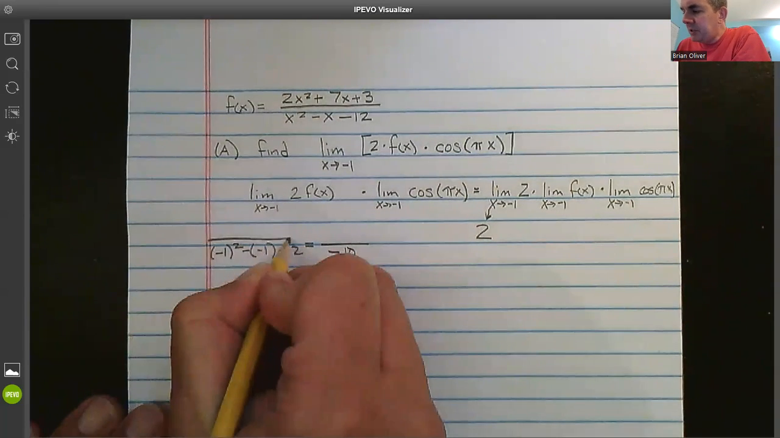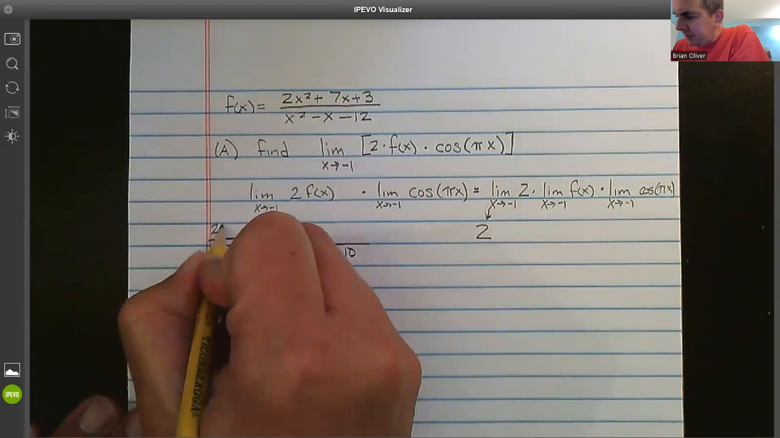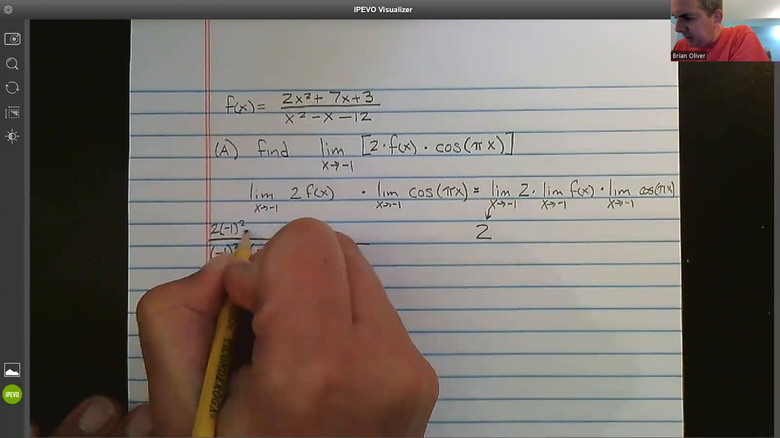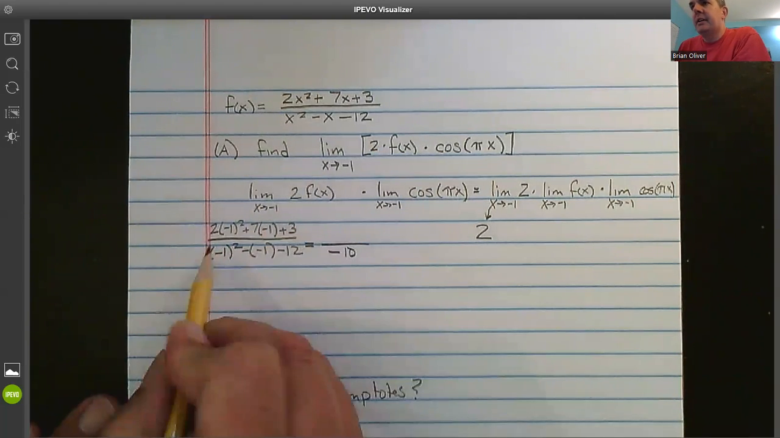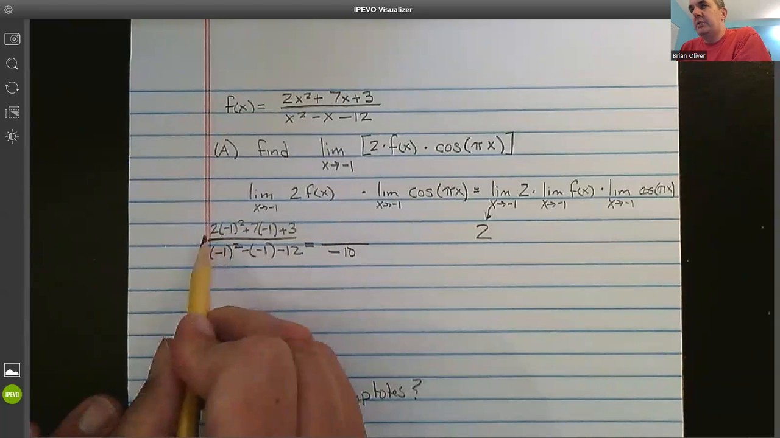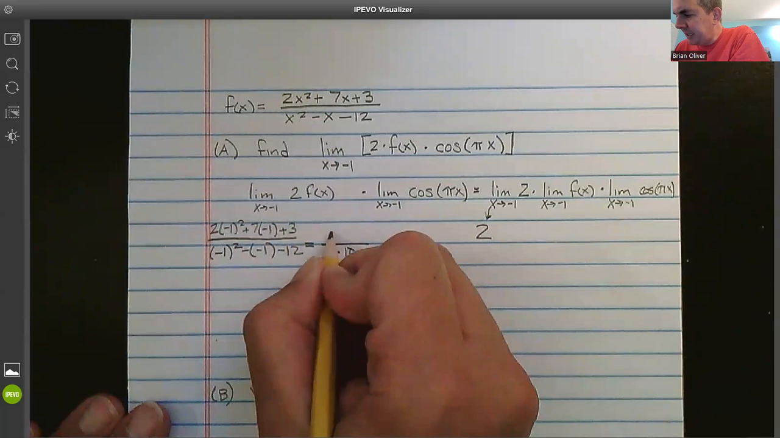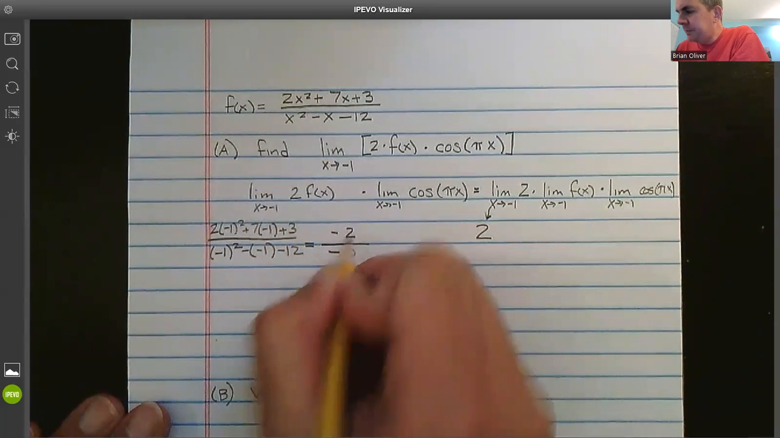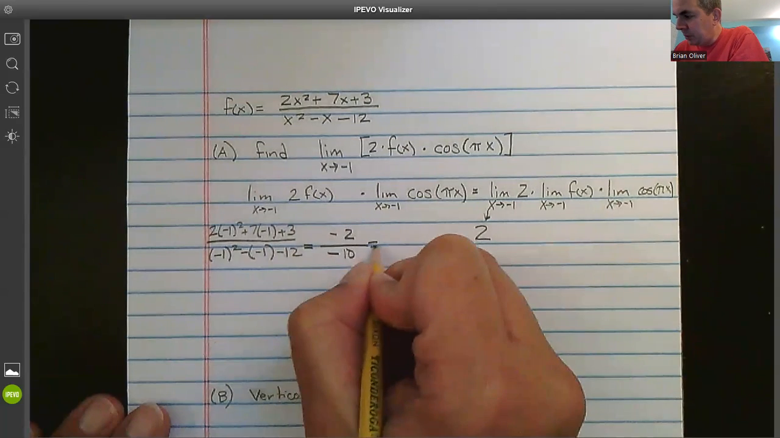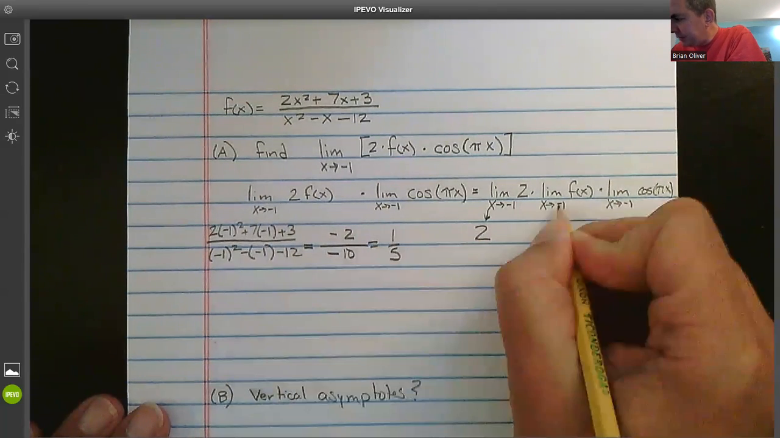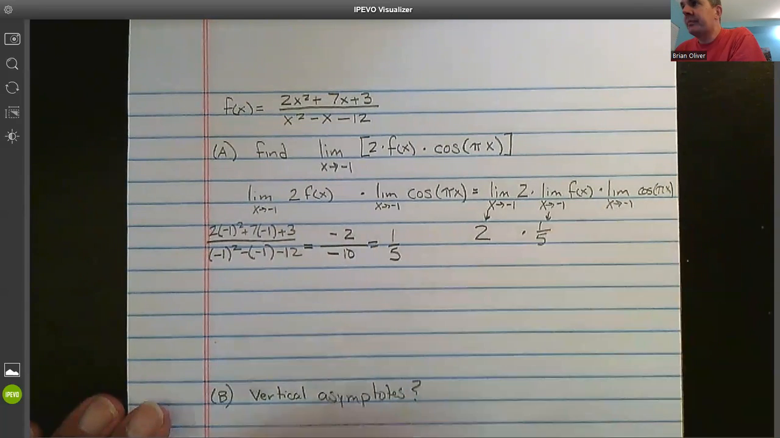So now I'm going to substitute the -1 up top. I'm going to do 2 times -1 squared plus 7 times -1 plus 3. -1 squared is 1, 2 times 1 is 2. 2 minus 7 plus 3 is going to give me -2. So that's -2/-10, which is basically positive 1/5. So this piece right here becomes positive 1/5.